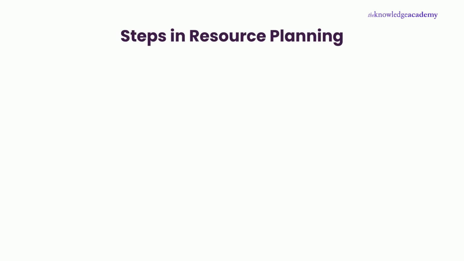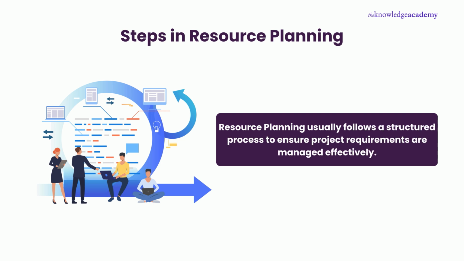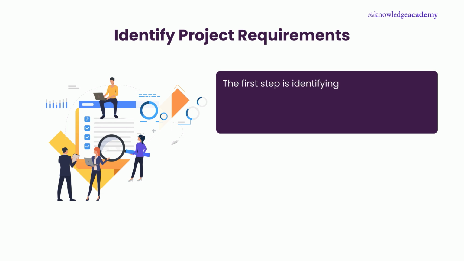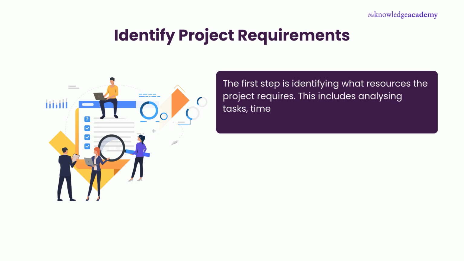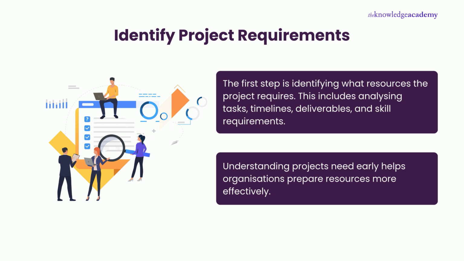Steps in resource planning. Resource planning usually follows a structured process to ensure project requirements are managed effectively. Step 1. Identify project requirements. The first step is identifying what resources the project requires. This includes analyzing tasks, timelines, deliverables, and skill requirements. Understanding a project's needs early helps organizations prepare resources more effectively.